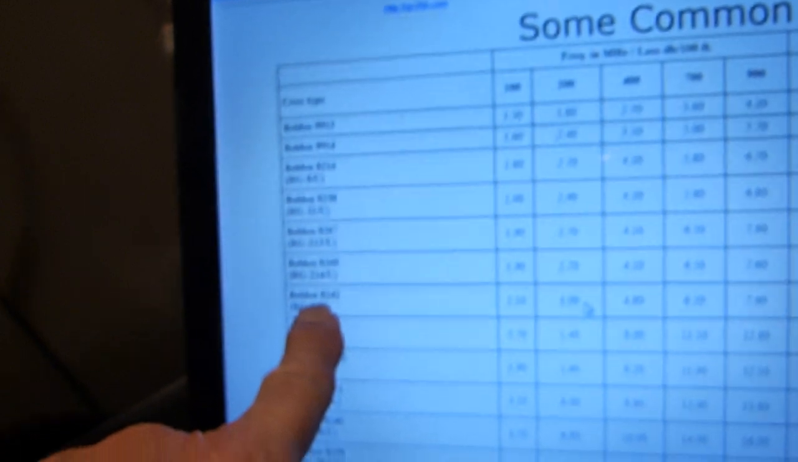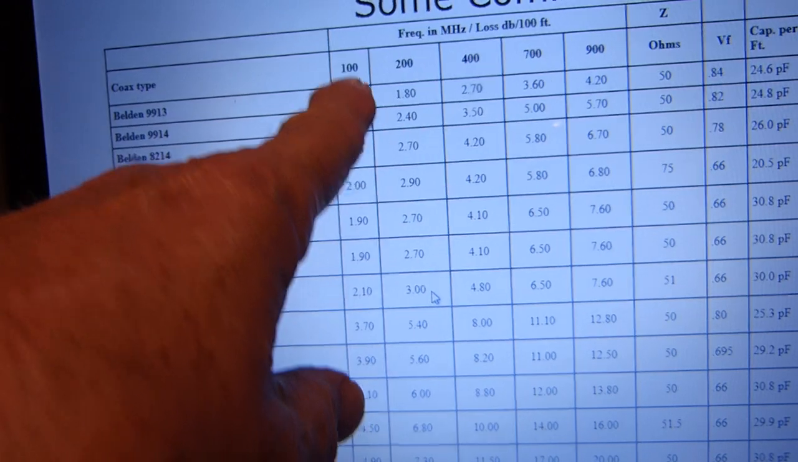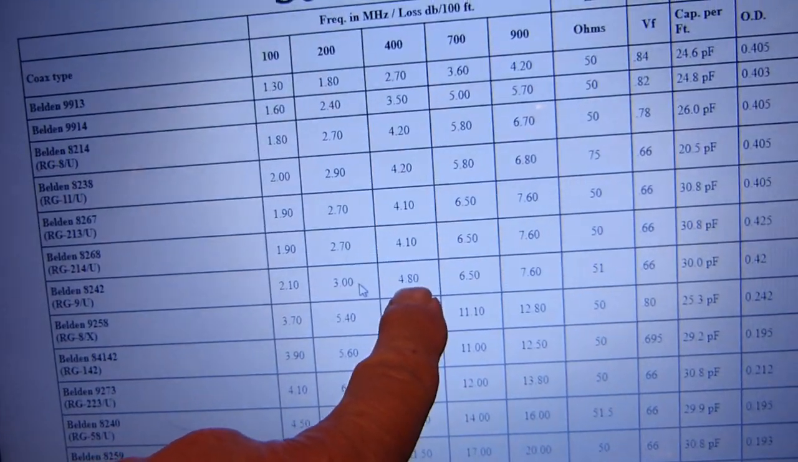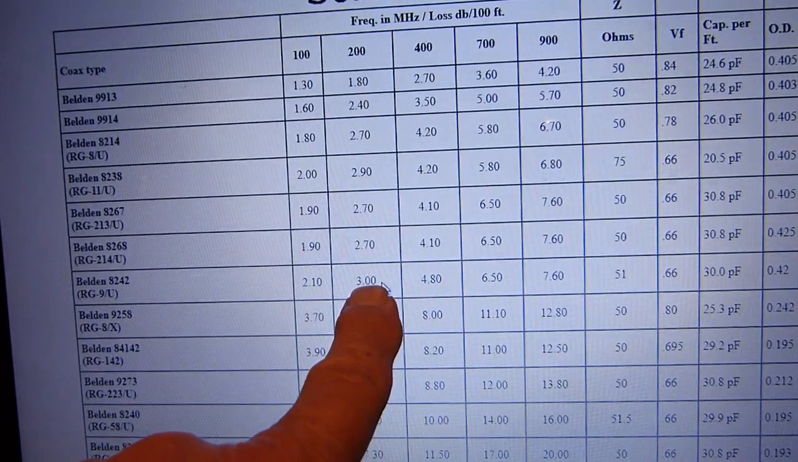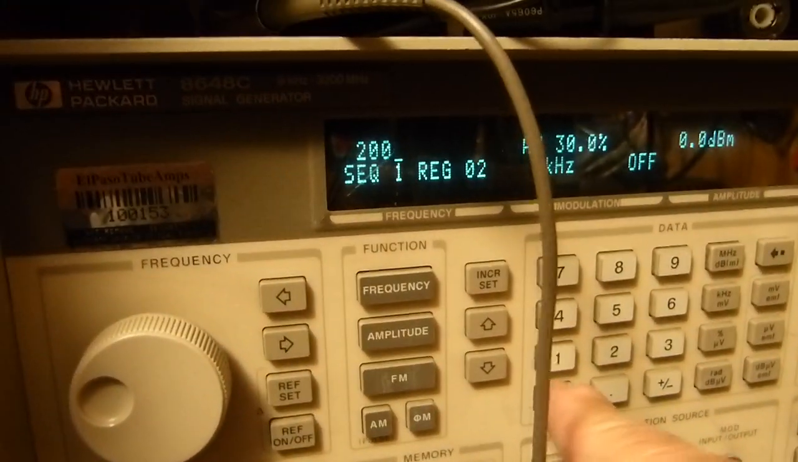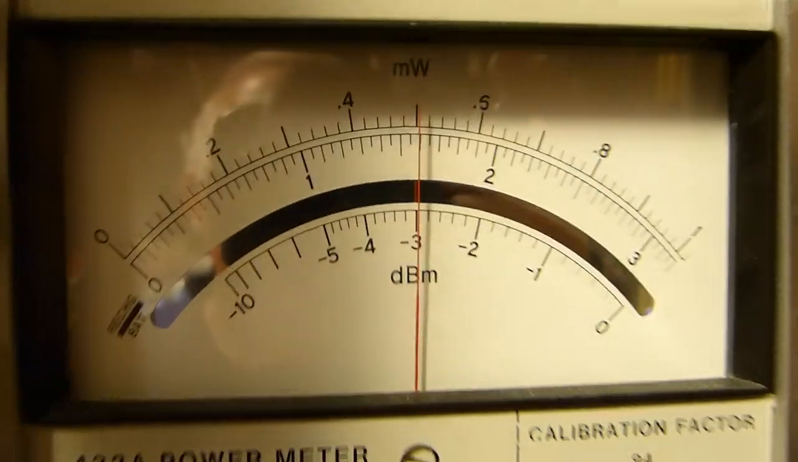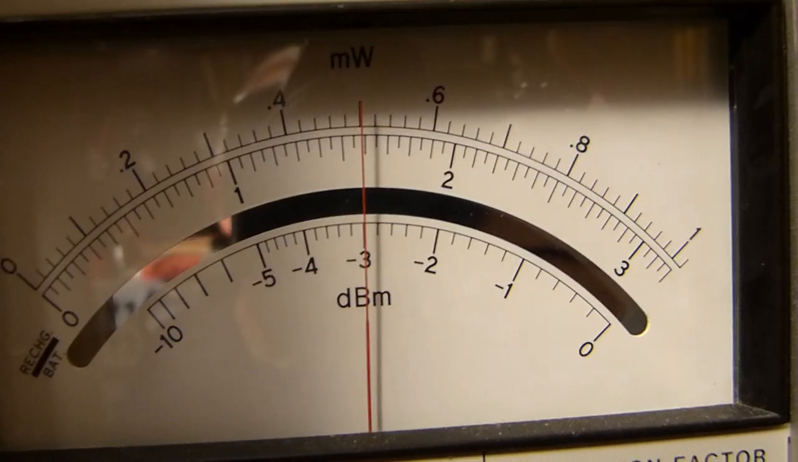Okay, RG-9 right here, 8242. Hopefully the camera's focusing on that really good. Here it is, 100 megahertz, 200, 400. I don't know what I got it set at right now. Let's put it on 200 megahertz. Should be about 3 dB. I got the signal generator set to 0 dBm, 200 megahertz. And we're looking for about 3 dB, and there it is. I mean, it tracks exactly on all the frequencies.